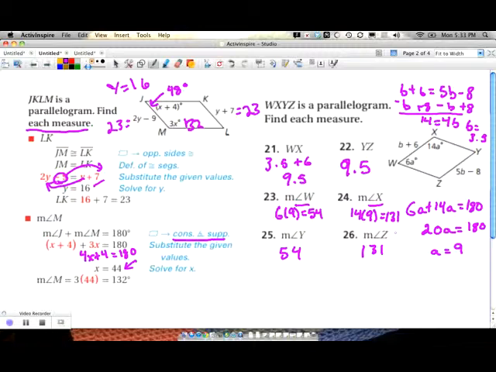I hope 131. Is that right? Yeah, that's right. That should be 136. Pardon me. Oh, I'm off. I knew I was off somehow. Those should be 136. 136 for X and Z. X and Z are 136. Now it's correct.